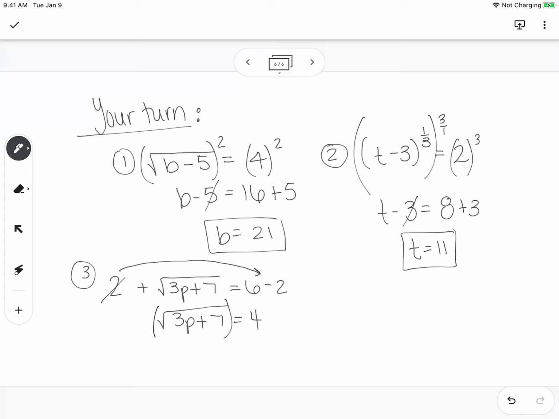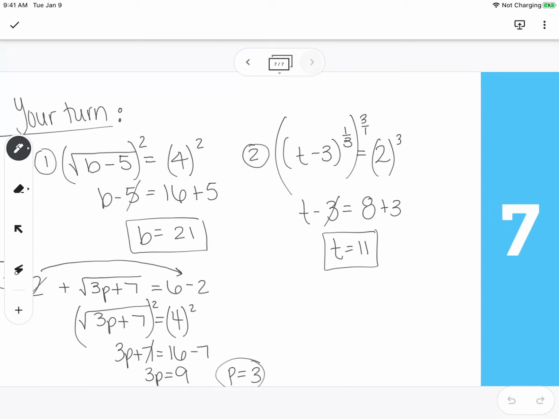So I'm now ready to square. To get rid of a square root, we square. So 3p plus 7 falls out. 4 squared is 16. Subtract 7, I get 9. Divide by 3, and my answer is 3. So hopefully you got your answer there to match mine.